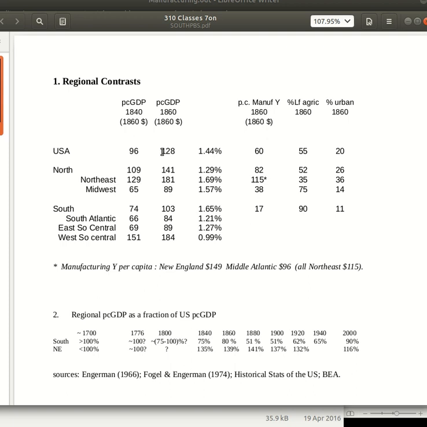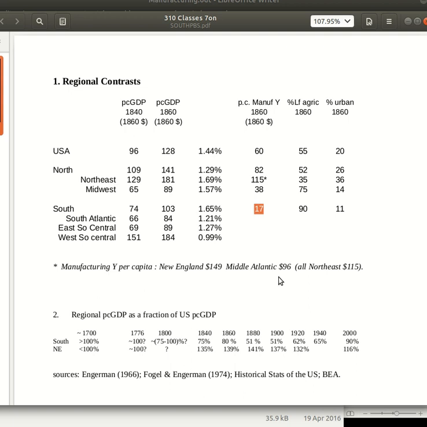We've got per capita manufacturing output, so value of manufacturing output per person. U.S. as a whole, $60. The North as a whole, $82. So that's about a third above the U.S. Key point for our purposes is to recognize the Northeast, $115 per person of manufacturing output, compared to the Midwest at $38 and the South at $17.